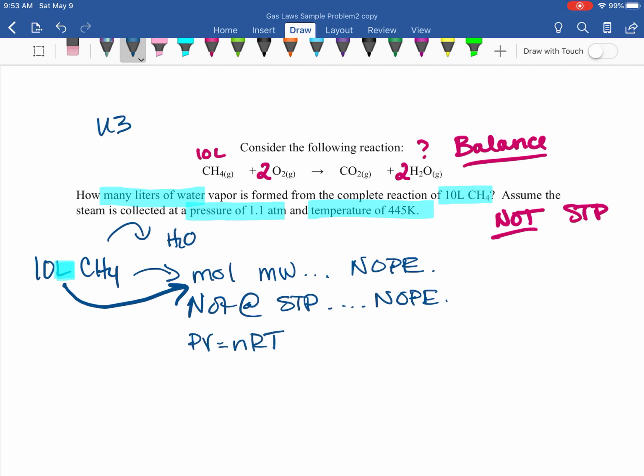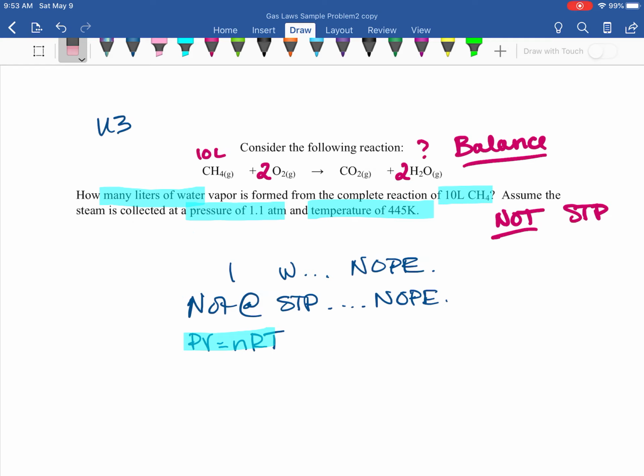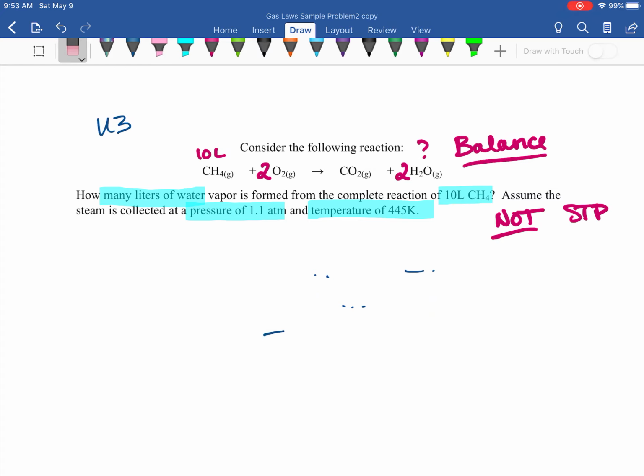If I could write halfway decent, this would be halfway good. Okay, PV equals nRT is the only way we're going to be able to convert that 10 liters of methane to moles. What? You heard that right. So let's start to spell it out. Take a screenshot for a second. I am going to erase here and write my PV equals nRT.